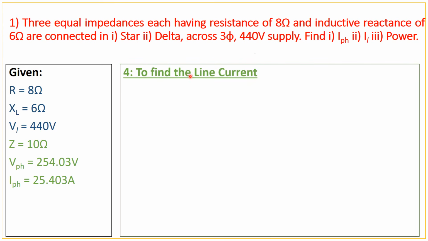Now I will find the line current. So now line current relationship is IL is equal to I phase. So I phase is already 25.403. Therefore IL is also equal to 25.403. Remember this. Don't make the mistake of dividing 440 by 10 to get 44 amperes. No, never do that. Here IL is equal to I phase. Therefore first find I phase, then IL. So IL is equal to I phase is equal to 25.403 amperes.